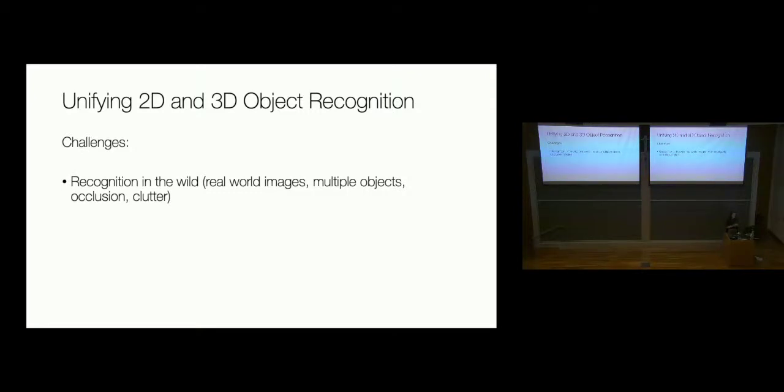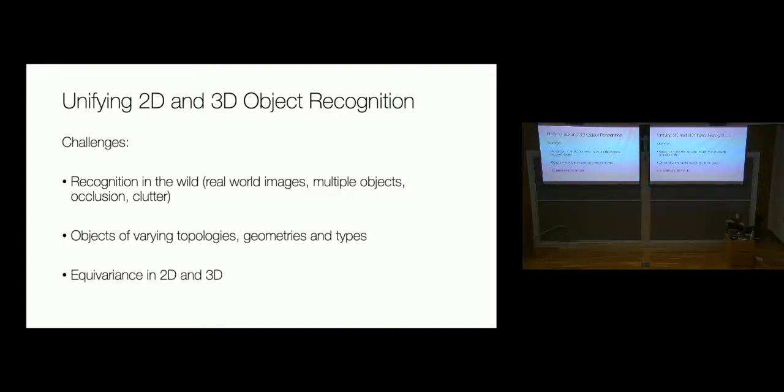And we should be striving to take all these nice advances of 2D object recognition and marry them with 3D object understanding. And this is of course going to be a very challenging problem. It's not going to be very easy. First of all, we want to be doing recognition in the wild. We want to be tackling all these issues that 2D object recognition is tackling, dealing with occlusion, with multiple objects, with clutter. And at the same time, we have to deal with objects of varying topologies, geometries, and types. And if we want to predict shapes, then we should be able to predict all these varying geometries of the objects. Plus, now that we were thinking about equivariance in 2D, we also have to be thinking about whether our models are equivariant in 3D, which is another added nightmare on top of what we already have to do.